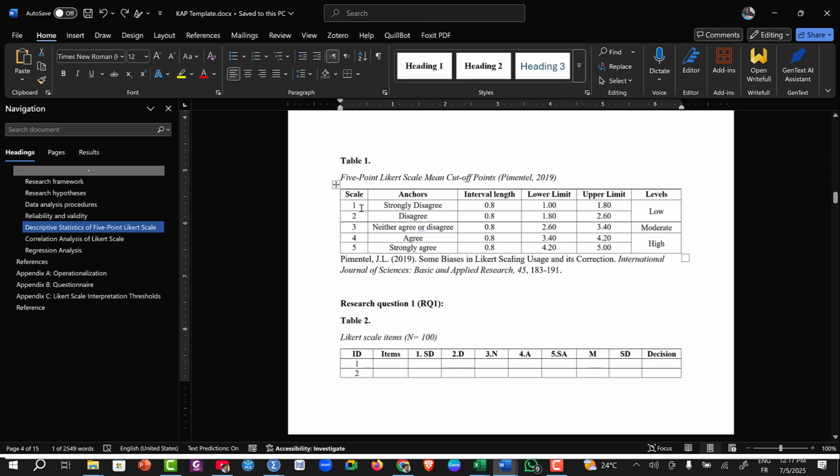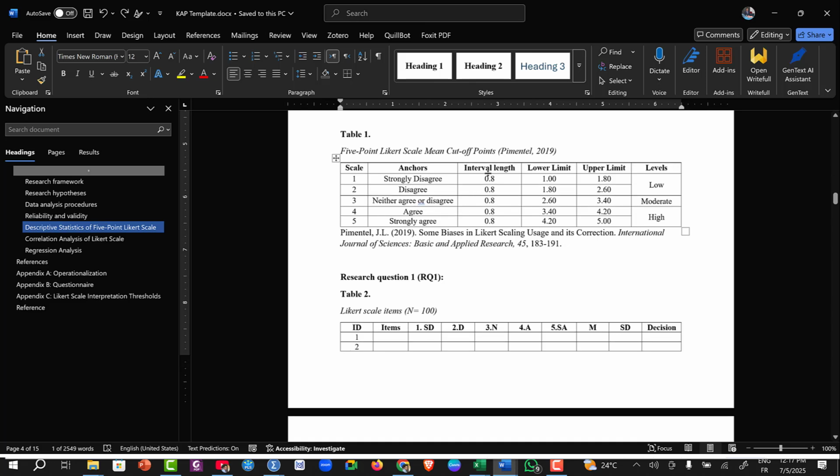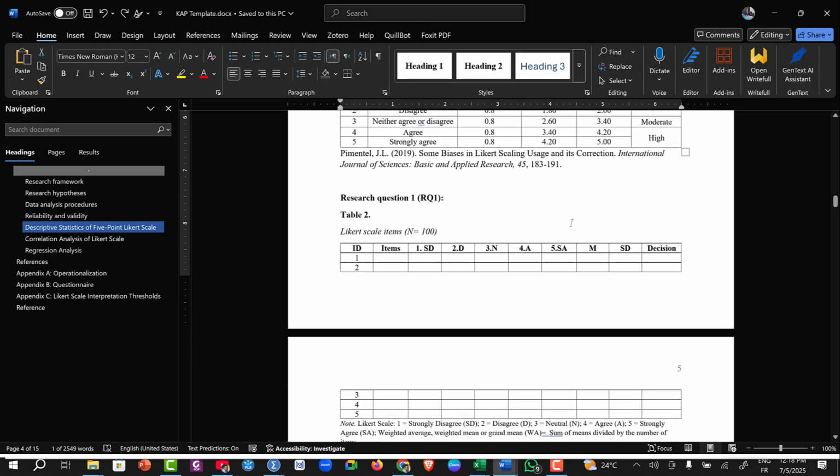So here we have the scale from 1 to 5, with the anchors strongly disagree to strongly agree, then the interval length, the lower limit, the upper limit, and the levels that can be aggregated: low if it is from 1 to 2, moderate if it is 3, and if it is 4 and above, that's high. So these are the thresholds.